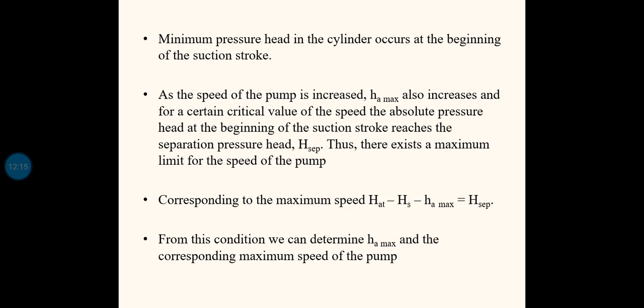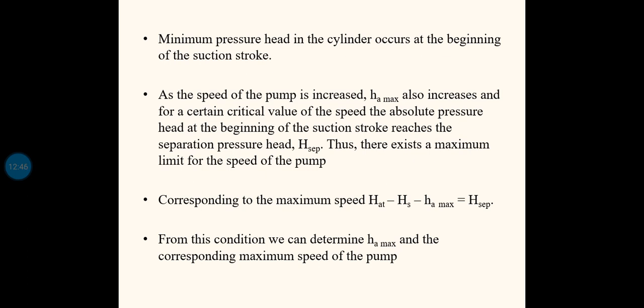For a certain critical value of speed, the absolute pressure head at the beginning of the suction stroke reaches the suppression pressure head. Suppression pressure head means the corresponding pressure. If the machine is working at a high speed, and the speed goes on increasing, if the pressure is decreased too much, then there is a possibility of formation of bubbles. That is what is known as suppression. Flow suppression will take place. There won't be any continuity of the flow. That is the suppression pressure head.